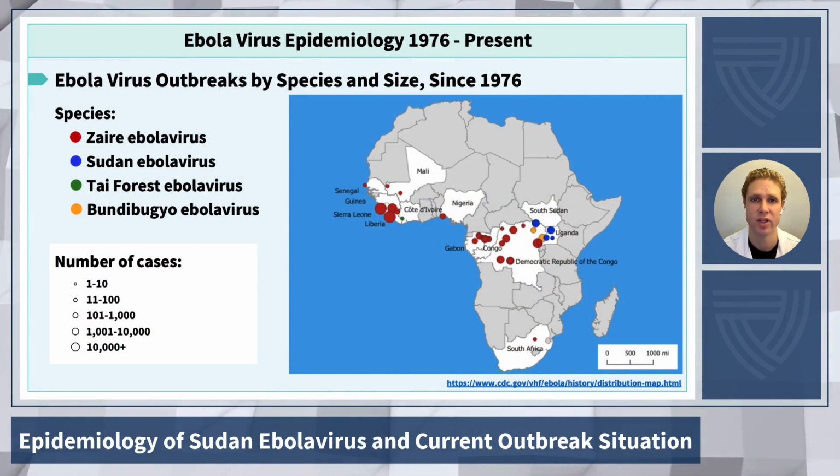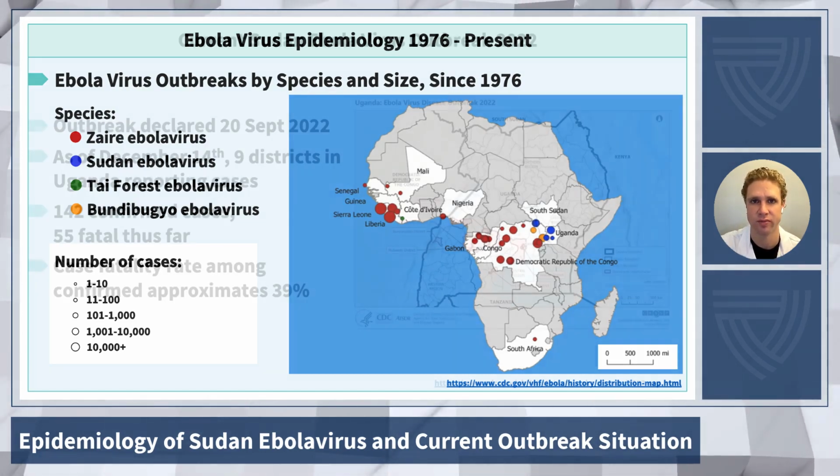In terms of outbreaks by species and size since the discovery of Ebola, you can see the overwhelming majority have been of the primary strain, Zaire Ebolavirus, which was the cause of that 2014 to 2016 West African outbreak in Guinea, Sierra Leone, and Liberia. Sudan Ebolavirus has had some sporadic outbreaks in South Sudan and Uganda, as you can see, and then Thai Forest and Bundibugyo Ebolavirus are much less common, at least to our knowledge.